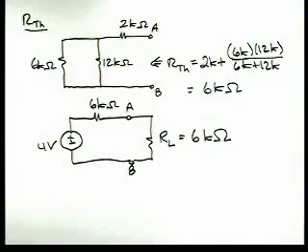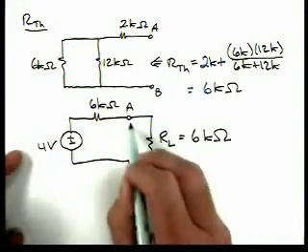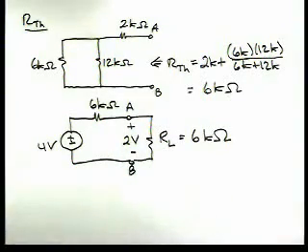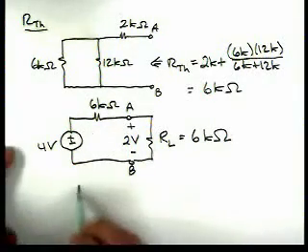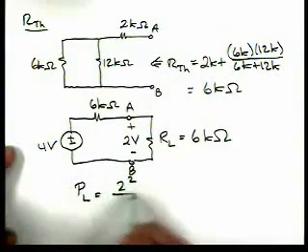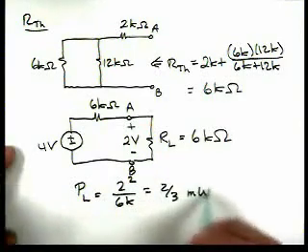Now to calculate that maximum power, let's use voltage division. And since we have two equal resistors, the voltage across RL is 2 volts. So there's 2 volts across this resistor, 2 volts across this resistor. So then the maximum power transferred is 2 squared divided by 6K, which is 2/3 of a milliwatt.